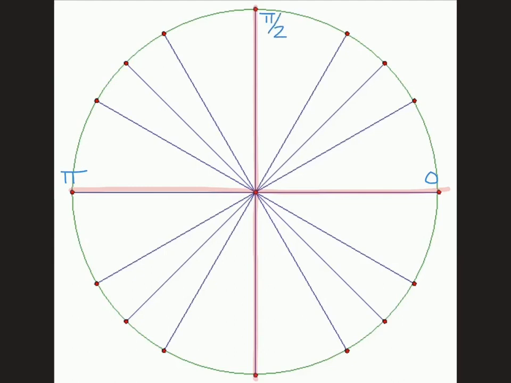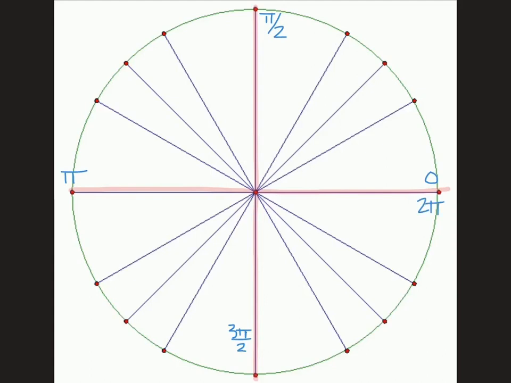So I have 0, pi over 2, 2 pi over 2, 3 pi over 2, 4 pi over 2. So let me label that. We had 3 pi over 2 down here at the bottom because it was half of a pi, a whole pi, a pi and a half, and 2 pi's.